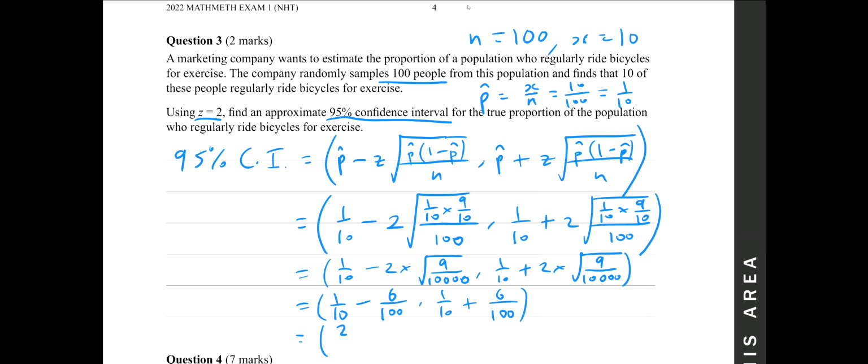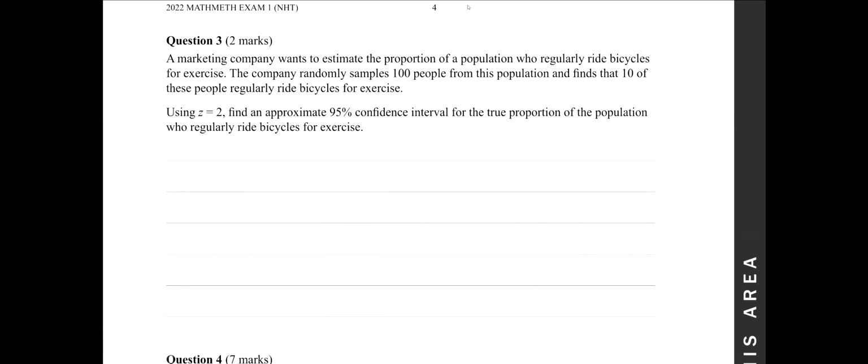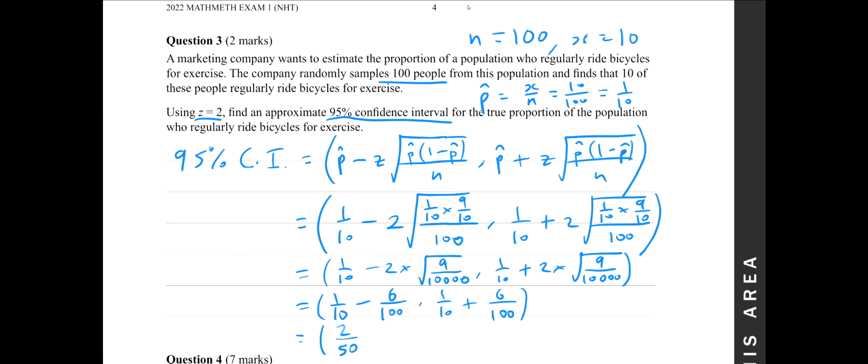Now 4 over 100 is 2 over 50, which is the same as 1 over 25. So we can actually just write 1 over 25 straight up. So let's fix that one up. So 1 over 10 minus 6 over 100 is 4 over 100, and 4 over 100 is 1 over 25. And then 1 over 10 plus 6 over 100 is 16 over 100, and 16 over 100 is 8 over 50, or 4 over 25.